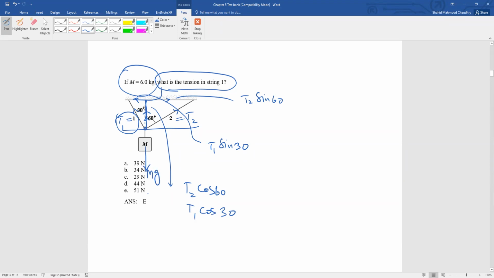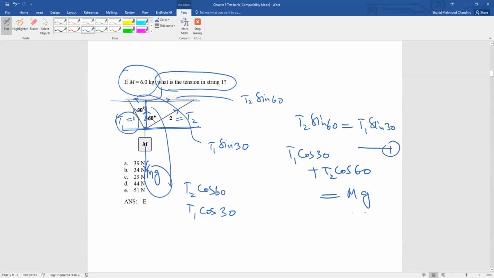Now we want to find the tension T1. To solve this problem, you will write the two equations, along the x-axis and along the y-axis. Along the x-axis, T2 sine of 60 is equal to this component, T1 sine of 30. Then along the y-axis, T1 cos of 30 plus T2 cos of 60 is equal to mg.